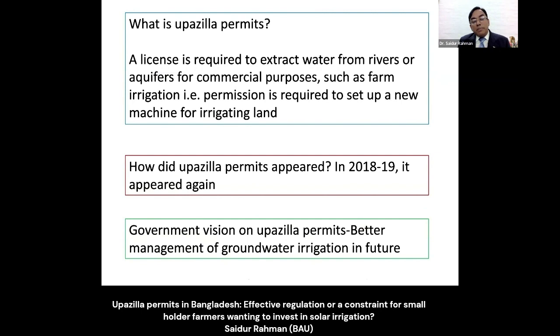How did Upazila permits appear in 2018 and 19? It appeared again; as I already mentioned, in our case it existed long before. And the government's vision is to manage groundwater, which is very scarce in our case, and also sustainable use of groundwater. That's the purpose of having Upazila permits. Next, please.